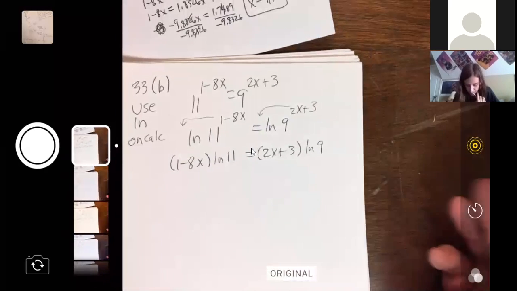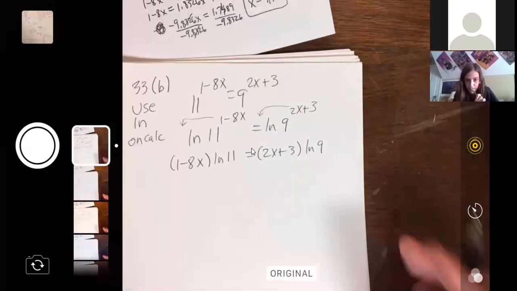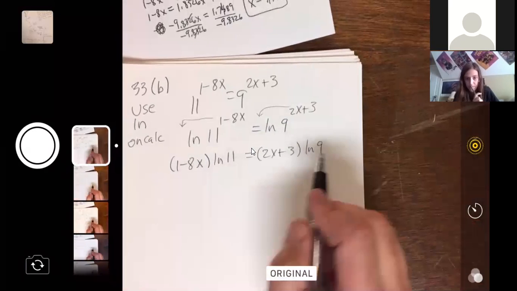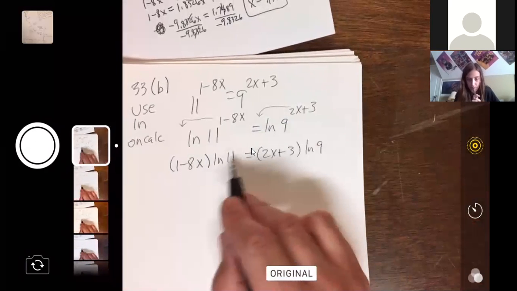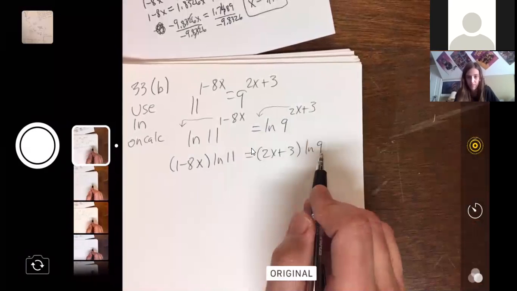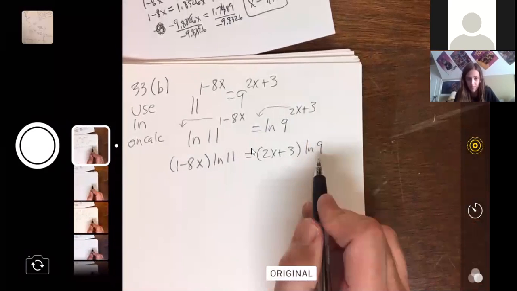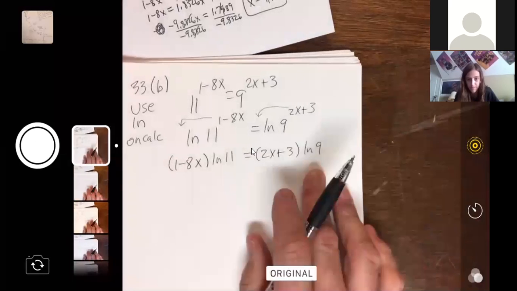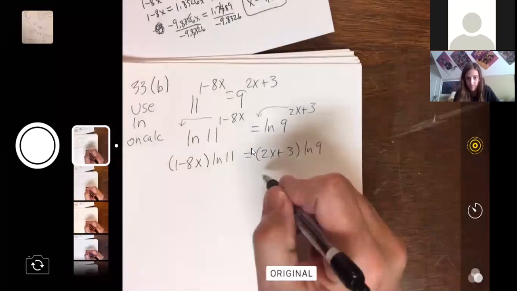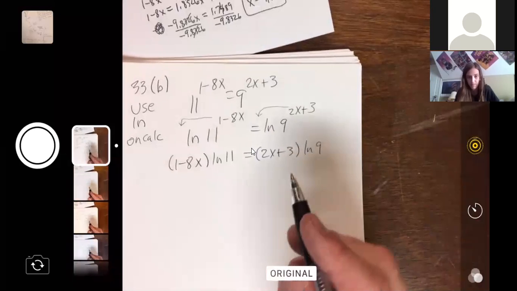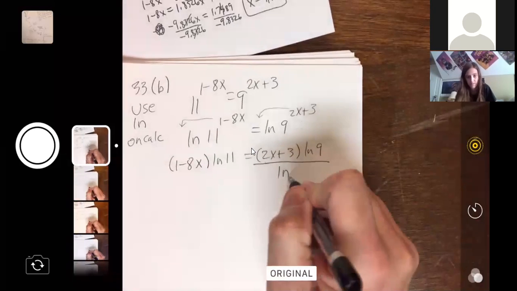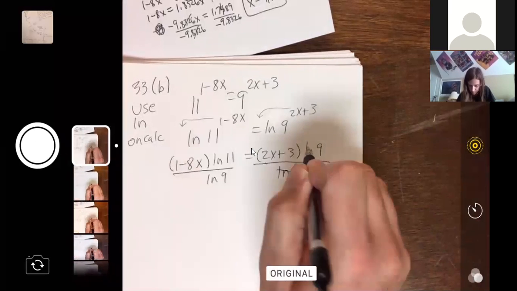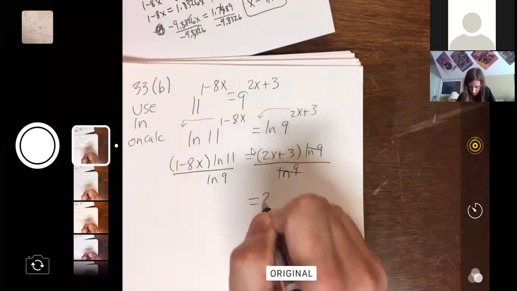You can play this a lot of different ways. I could punch the ln 11, punch the ln 11, and then you have to write down a nasty decimal here, a nasty decimal here, distribute through, collect your x's to the left and numbers to the right. You can play it that way. I prefer to cut it down to one nasty decimal. If you pick one of these and divide by the ln of 9, that leaves you your clean 2x plus 3.